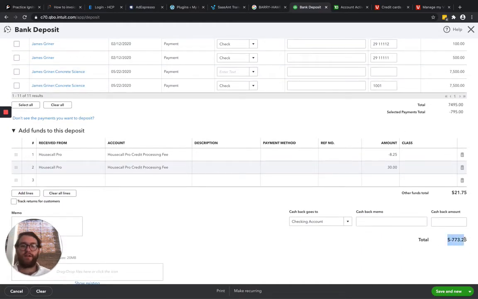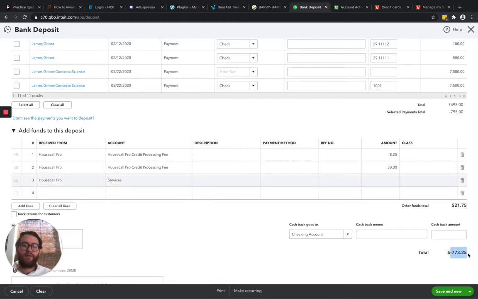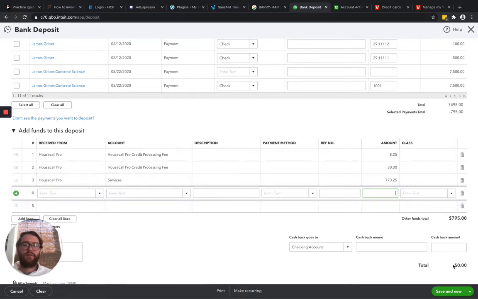So when we take a look down here, we're still in the hole, or still negative by $773.25. And that's what Housecall Pro would have removed from your bank account. So we need to make sure in QuickBooks, so that you can reconcile, that we have $773.25 coming out of your bank account. To do that, we're going to receive some money in here for Housecall Pro, and we're going to go to that services account, because this is going to act as a holding account for us. We're going to zero this out so that this equals zero down here. So we're going to put in that 773.25 so that now our deposit equals zero.